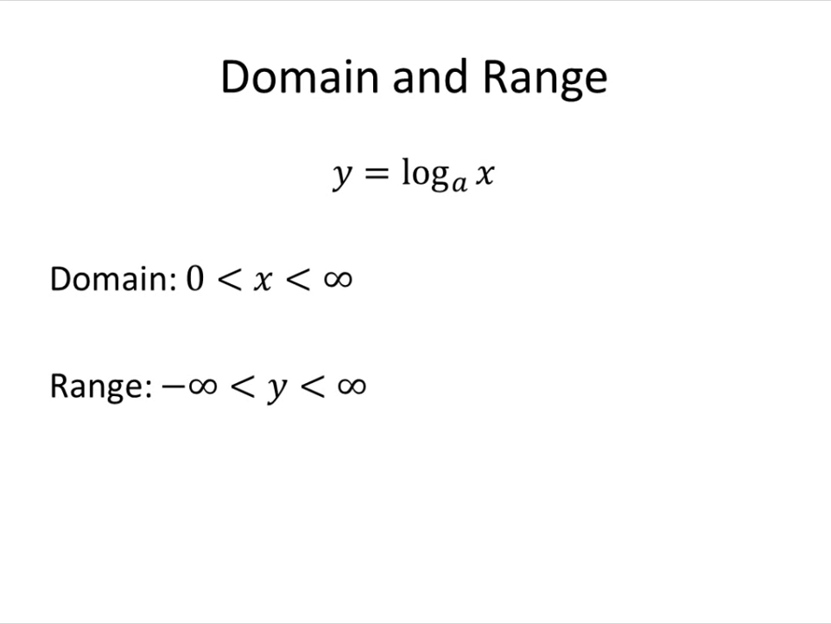Now, quite simply, our domain for a basic logarithm is any positive number. We can't take the logarithm of 0. We can't take the logarithm of any negative numbers. So our domain is all of the positive numbers. Our range is any real number. We can get out positive numbers from logarithms. We can get out negative numbers. We can even get out a 0 from a logarithm. So our domain is all positive numbers, and our range is all real numbers.